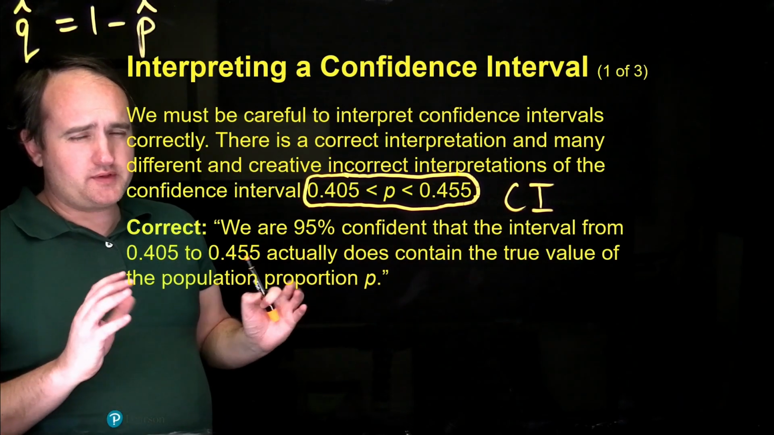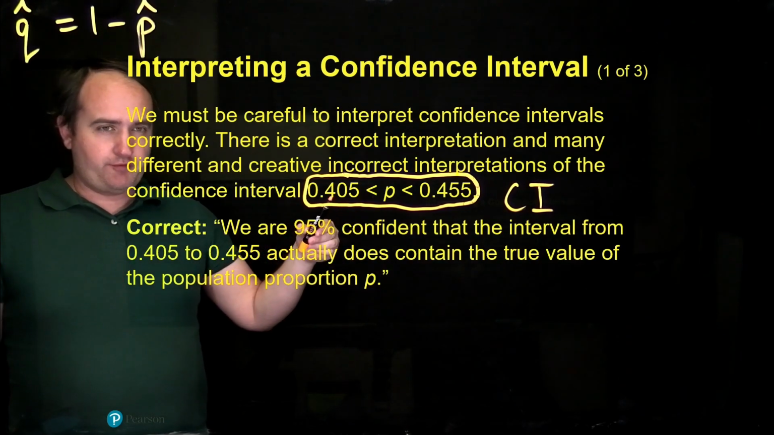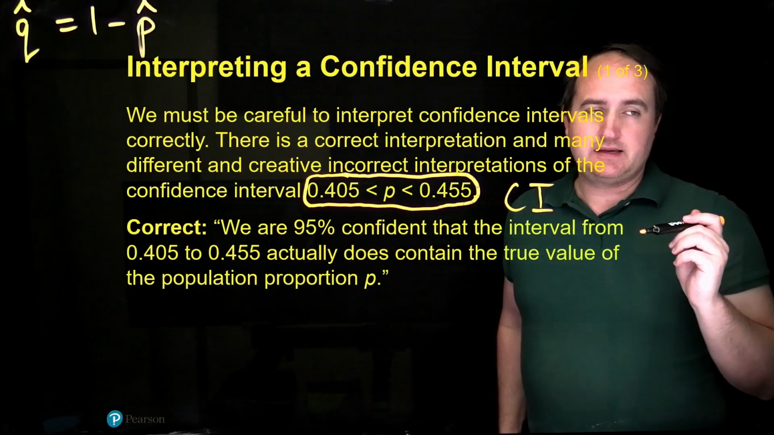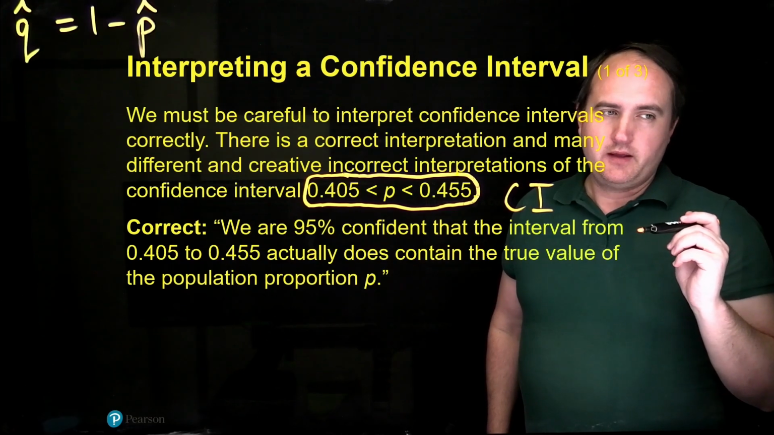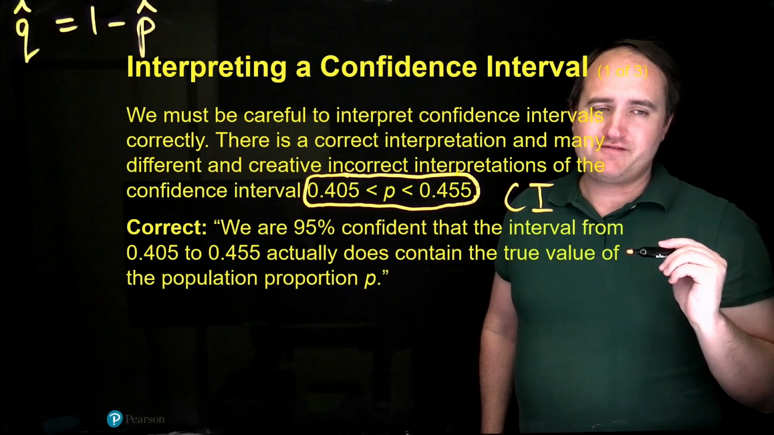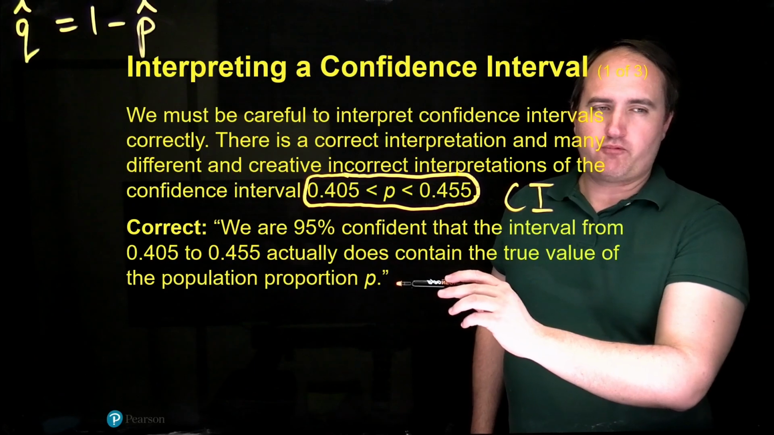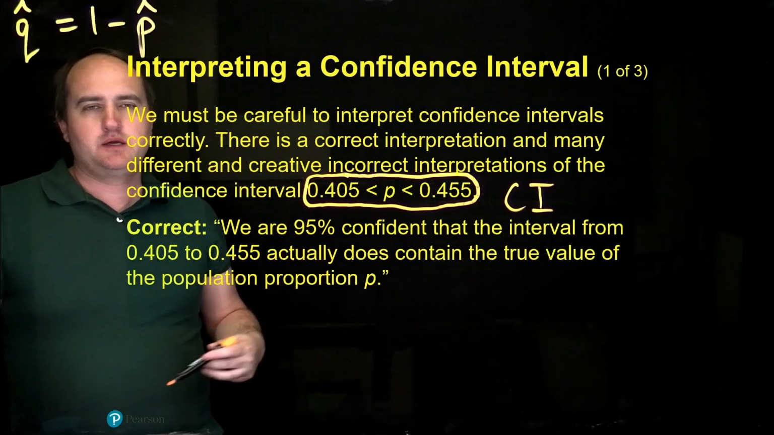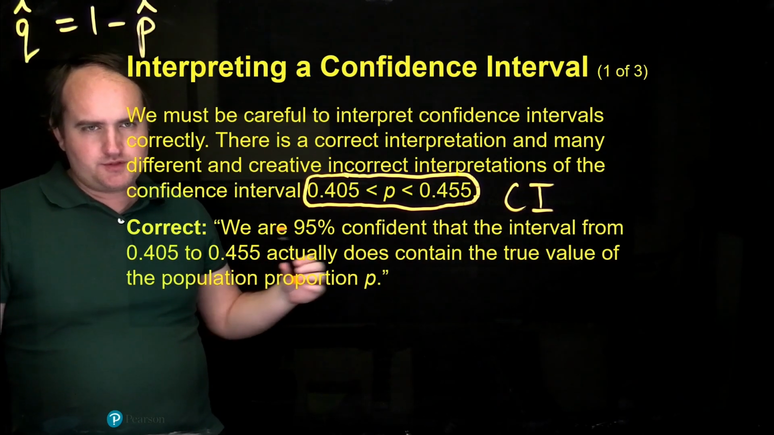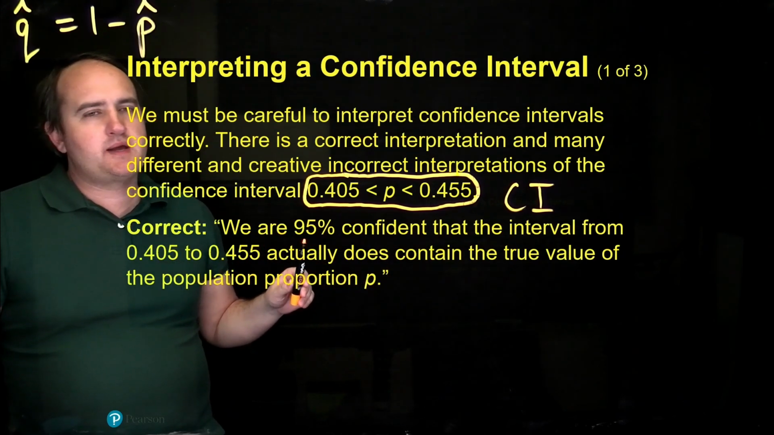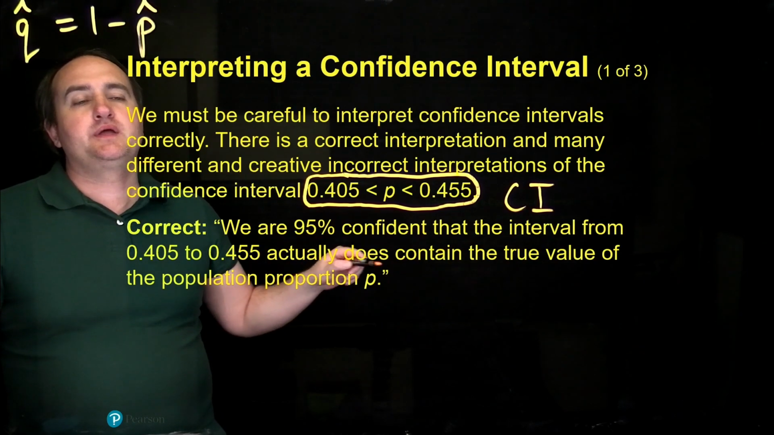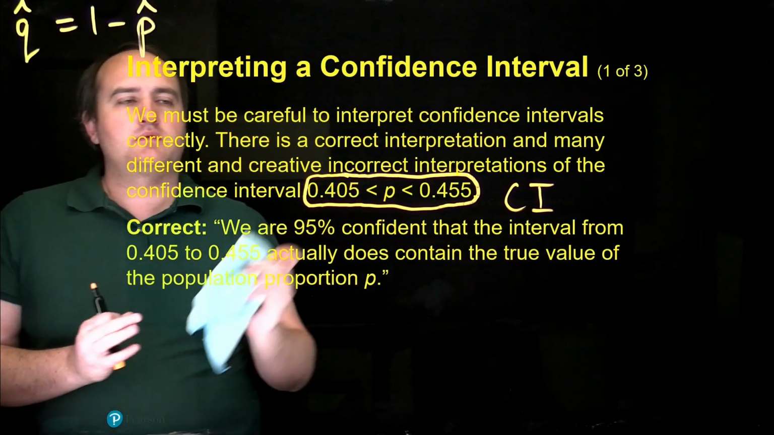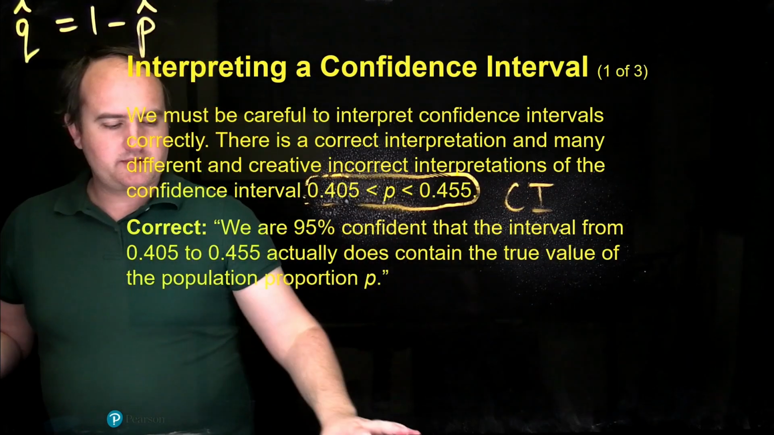And there's really only one correct way of reading this. For this particular example from the book, if this confidence interval has a confidence level of 95%, the correct way to say it is: we are 95% confident that the interval from 0.405 to 0.455 actually does contain the true value of the population proportion P. The whole point of this slide and the next few slides is to make sure that when you're doing your homework, quizzes and exams, you choose an answer that's in this format. It might be 90% confident or 99% confident, but it needs to be worded pretty much in this way to be correct. There are a lot of incorrect ways of interpreting a confidence interval. So let's see some of those incorrect ways on the next slides.